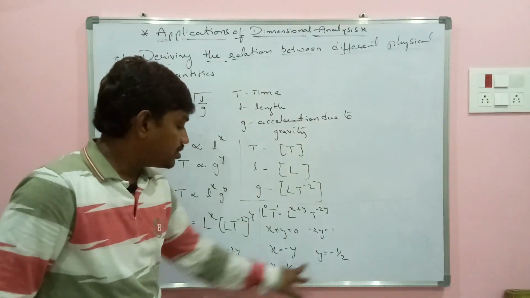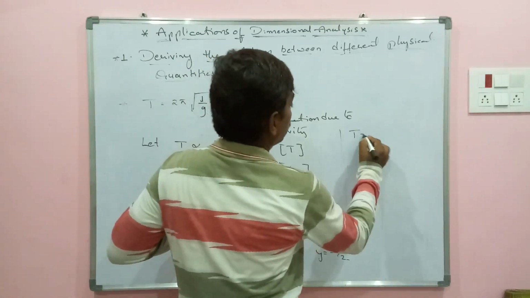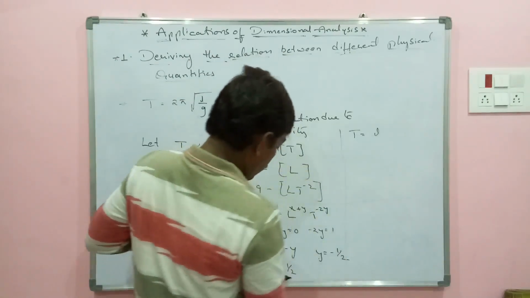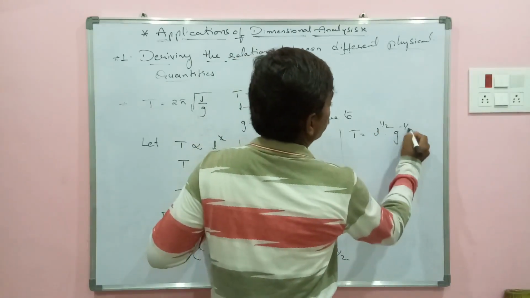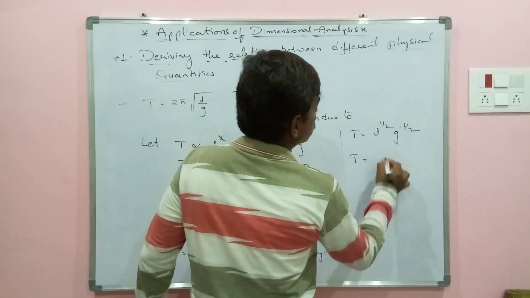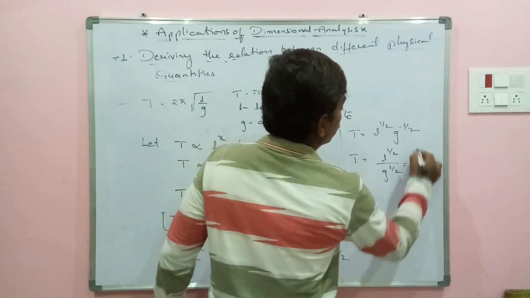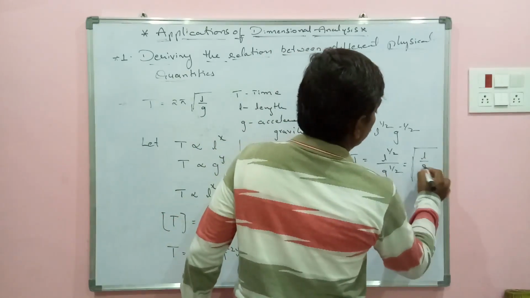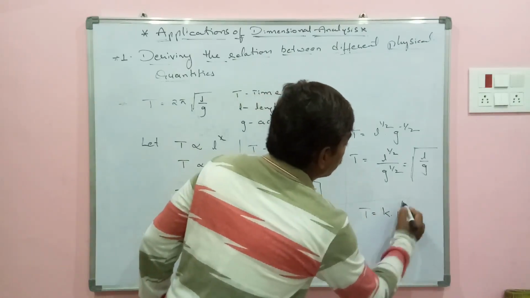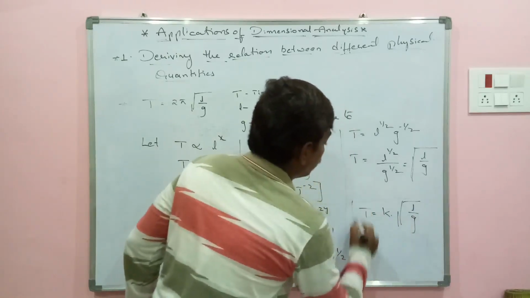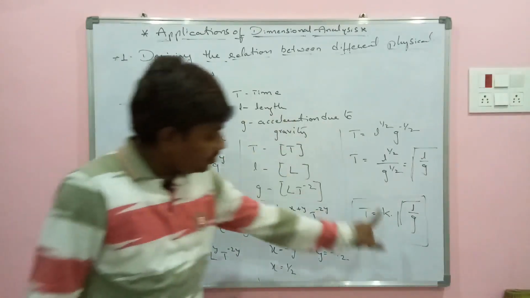Using those two relations, here I will get T is equal to L power 1 by 2 and G to the power of minus 1 by 2. So T is equal to L power 1 by 2 by G power 1 by 2. This can be rewritten as under root of L by G. So T is equal to some proportionality constant into under root of L by G, the main structure. Here the K value is generally 2 pi, but it cannot be found using this method.